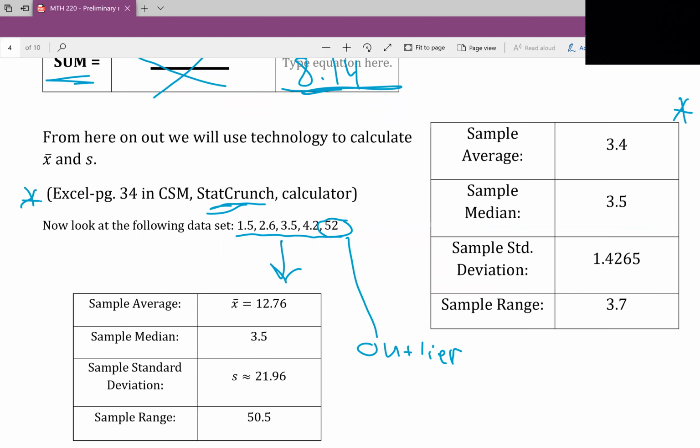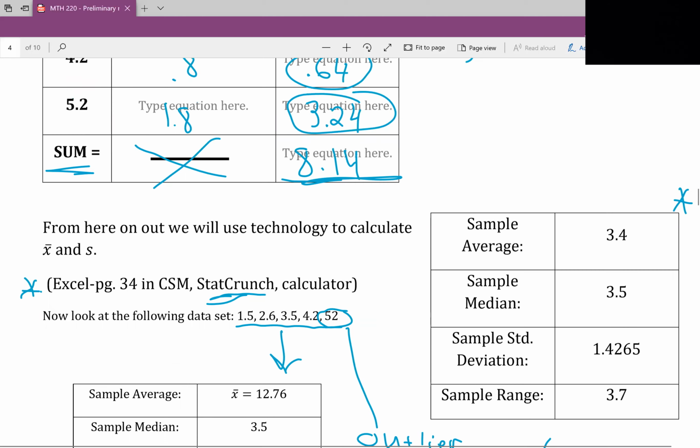And if you compare this box here to this box here, the median is not affected at all by outliers. The median remains exactly the same, but the other values are all affected by outliers. The range is very, very highly affected. The sample average is also highly affected. 12.76 is much different than our 3.4. Also, our sample standard deviation is now inflated as well.